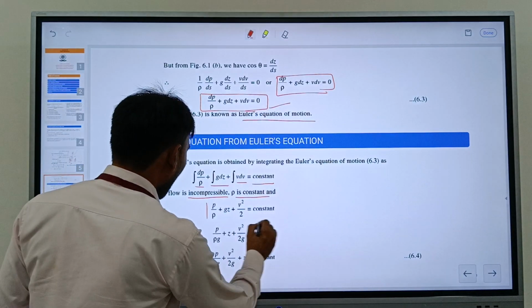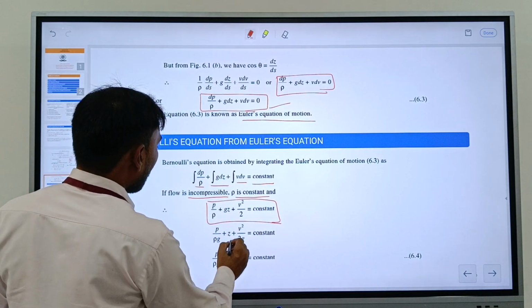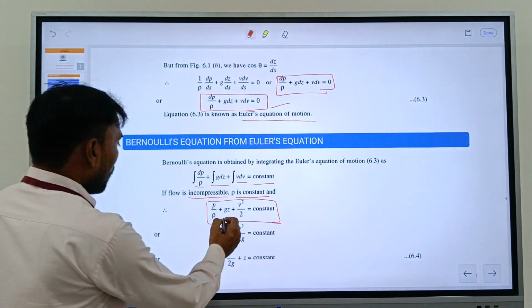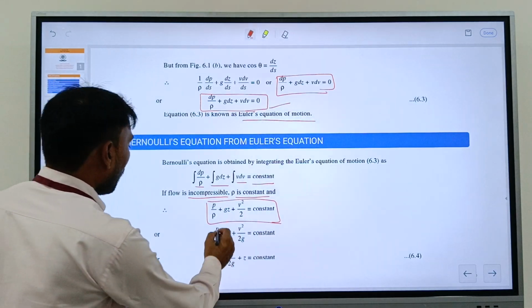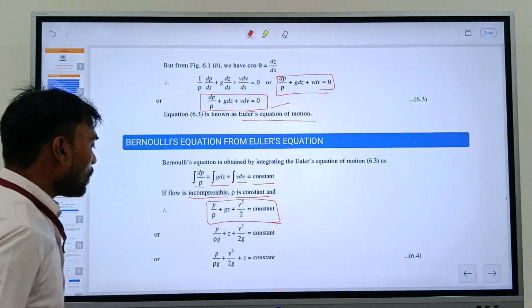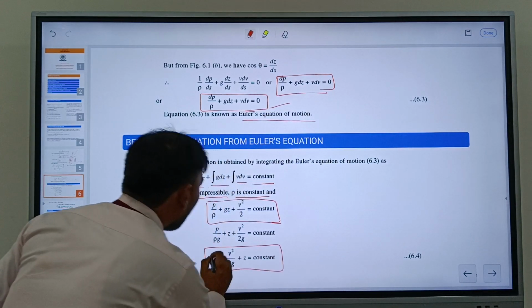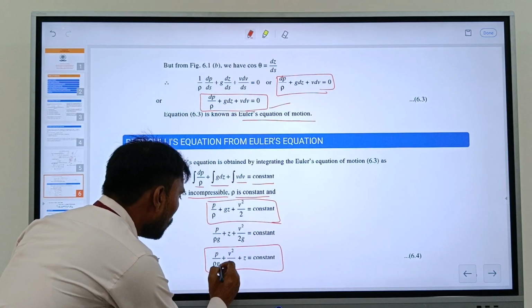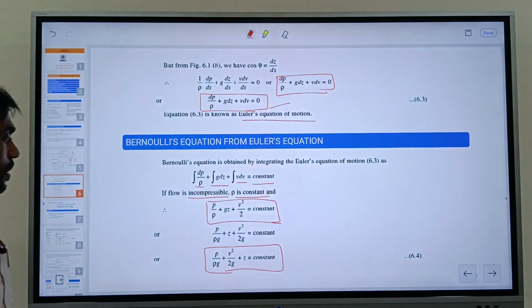Further, dividing all these terms by g, it becomes p by rho g plus z plus v square by 2g equal to constant, or in the most simplified form, p by rho g plus v square by 2g plus z equal to constant. So this is Bernoulli's equation derived from Euler's equation.